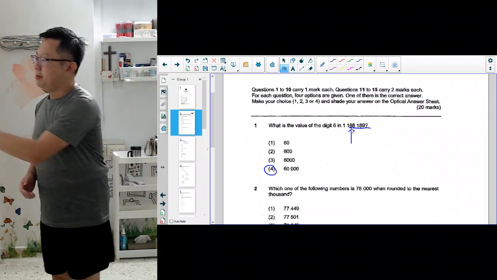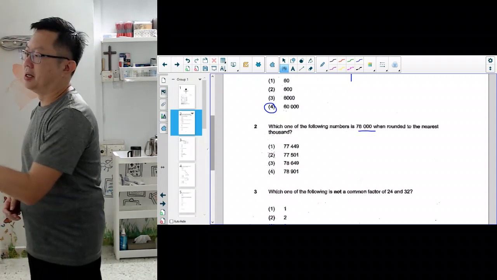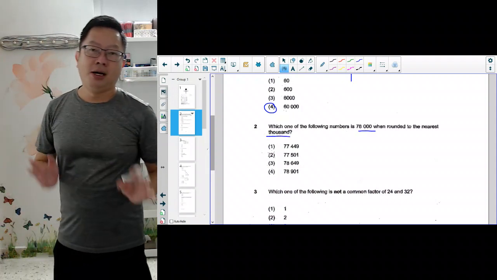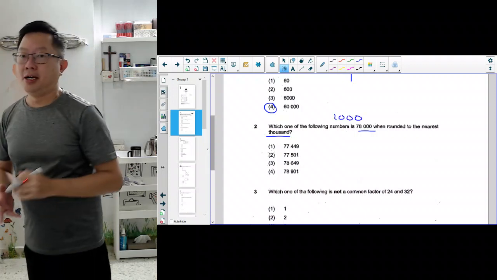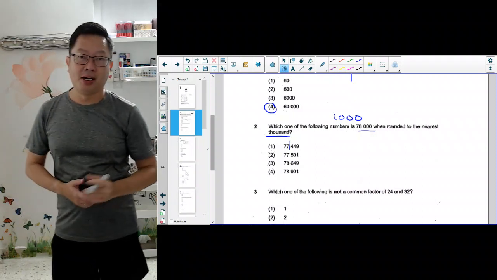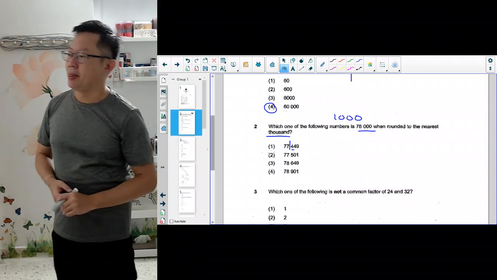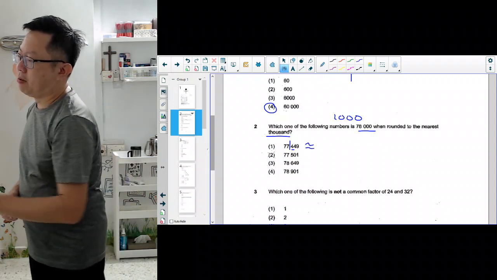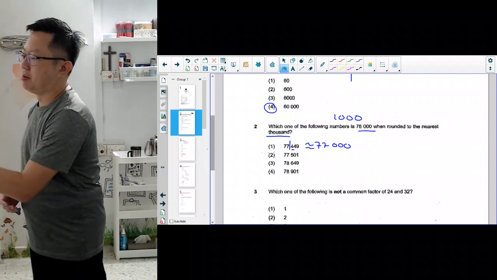Alright, so number 2: which of the following numbers is 78,000 when rounded to the nearest thousand? Your 1,000 has 3 zeros, so you have to look at the last 3 digits in the numeral. For example, I draw a line to show the last 3 digits, and I look at the digit nearest the line. Is it 5 or bigger? No, it's not. So I cannot add 1 on the next digit. So it will still be 77,000, so number 1 is wrong.